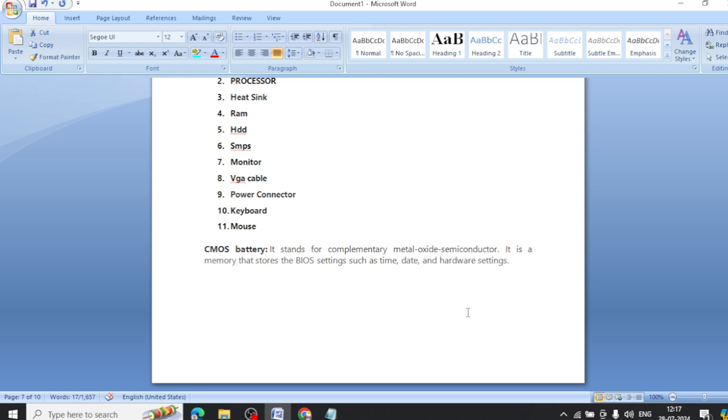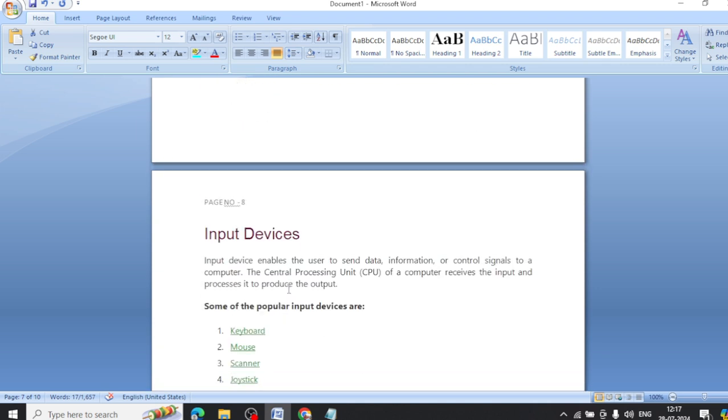CMOS battery is also a hardware component. It stands for complementary metal oxide semiconductor. It is a memory that stores the BIOS settings such as time, date and hardware settings. CMOS battery is very important for BIOS settings.